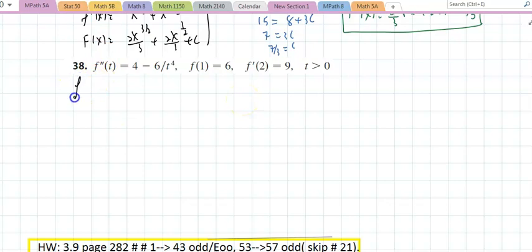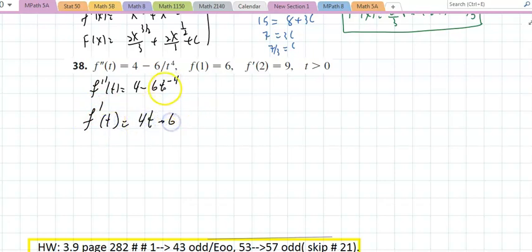That could happen. I'll start with f double prime of t equaling 4 minus 6t to the negative 4. If I take an antiderivative, that is 4t minus 6, add 1 to the power, divide by that, plus c. Don't forget that. Every time you forget that plus c, you lose a point. F prime of t is 4t plus 2 over t cubed plus c.